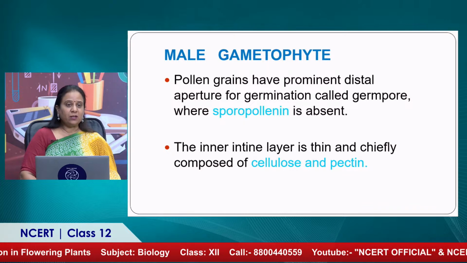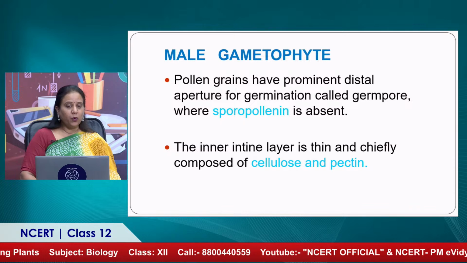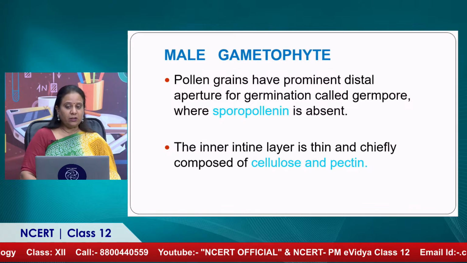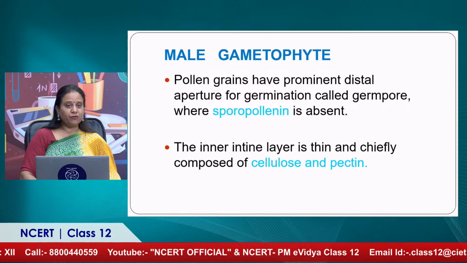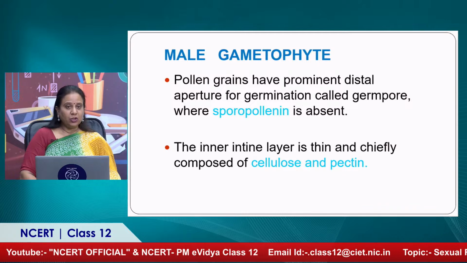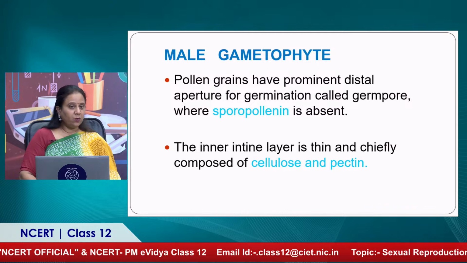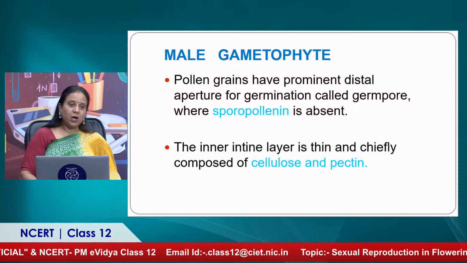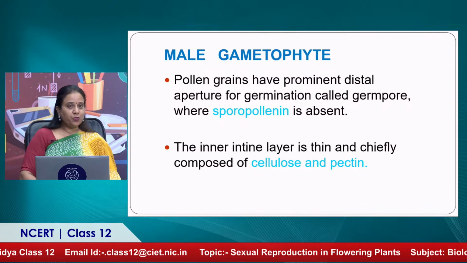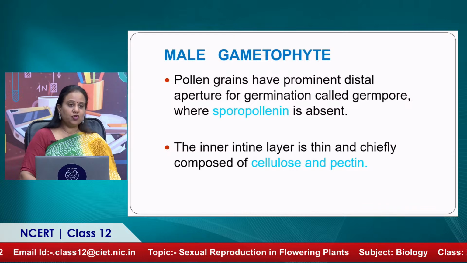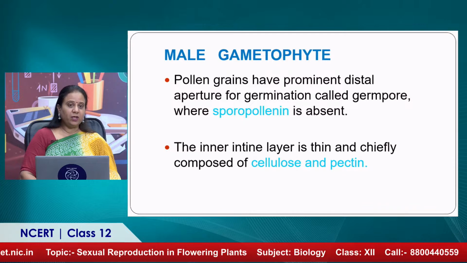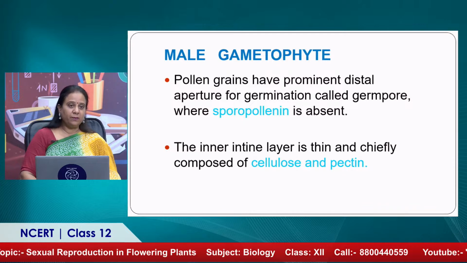वो जो गैप्स रह जाते हैं उन गैप्स को हम germ pores कहते हैं. And the inner layer, which is the intine layer, which is very thin and chiefly composed of the two basic components, cellulose and pectin. तो inner layer तो हो गई cellulose और pectin की, और जो outer layer हो गई pollen grain की वो बन गई sporopollenin की. तो sporopollenin एक hard resistant covering जो कि pollen grain को एक protection provide करता है, so that they can be preserved as fossils as well.